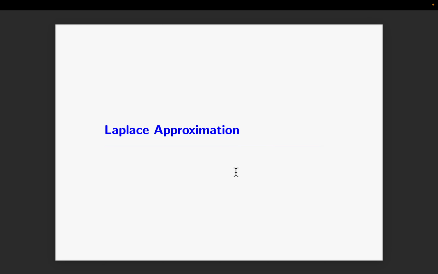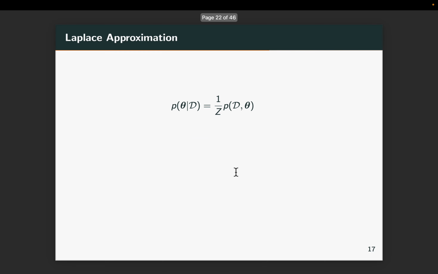And now we come to the main topic for today, which is known as the Laplace approximation. Any questions till now? Okay. So, we are given this unnormalized density. For the lectures going forward, we will call this term the unnormalized density, which is P of d given theta. The normalization constant is z. So, our posterior is the unnormalized density divided by the normalizing constant z.